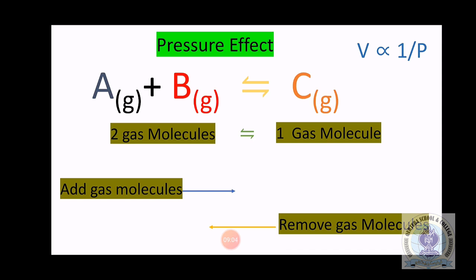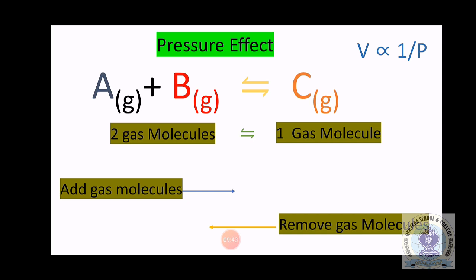Now, what will happen when we remove gas molecules? When gas molecules are removed, the volume of the system is reduced. As a result, the pressure of the system will increase. At that instant, the reaction system has to increase the amount or the volume of the gases. The volume of the gases will be increased when the reverse reaction is favored. So here, when we remove gas molecules, the reverse reaction will be favored.